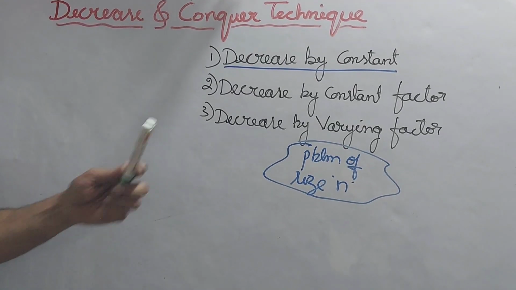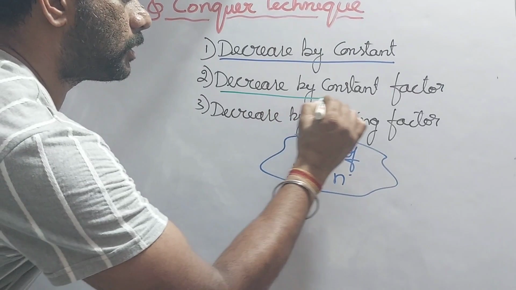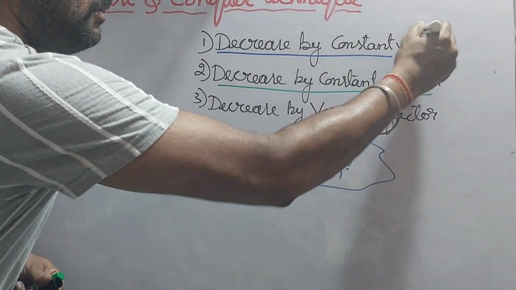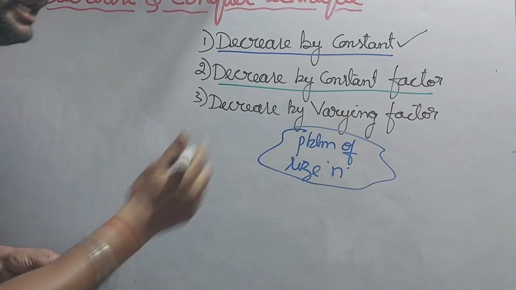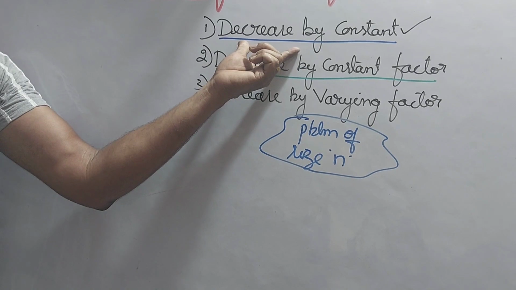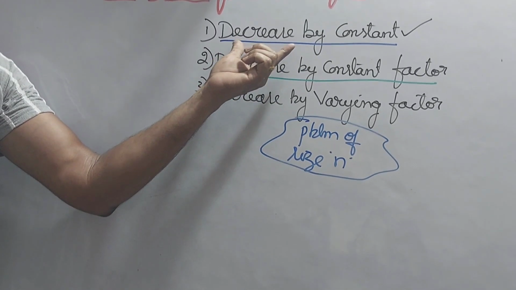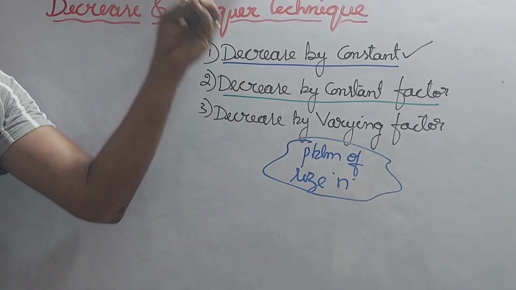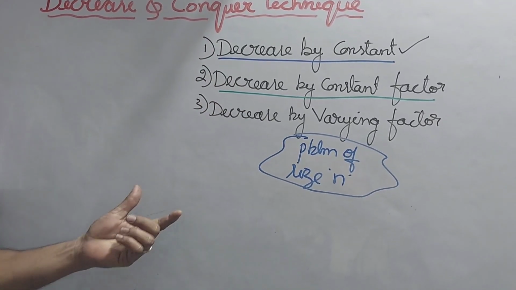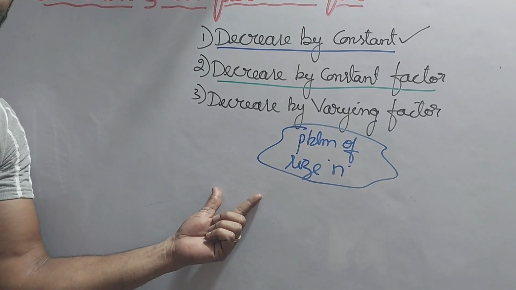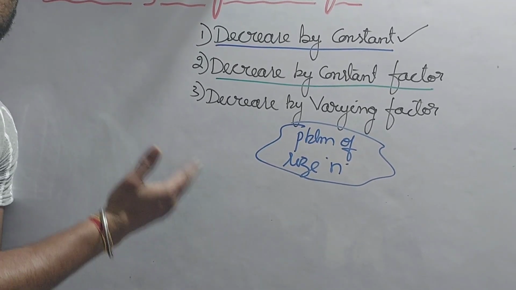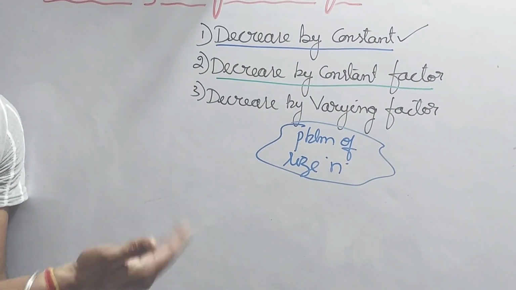Now let us see how we can reduce the problem size by decrease by constant factor. So now we're discussing the second one, decrease by constant factor. What is the disadvantage of decrease by constant? Here we don't have any freedom. Every time we need to reduce it by only 1. We saw the example, 5 factorial to 4 factorial, 4 factorial to 3 factorial, 3 factorial to 2 factorial. Like that, every time we need to reduce it by only 1.